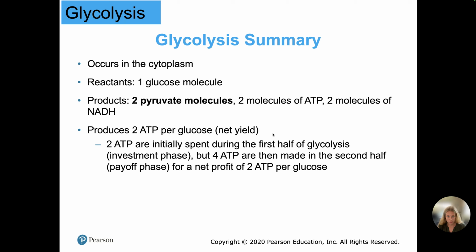ATP per glucose. So if you're a little confused still, take a look at this slide and then look at those figures that show glycolysis, and you can actually see where each one of these products is made.